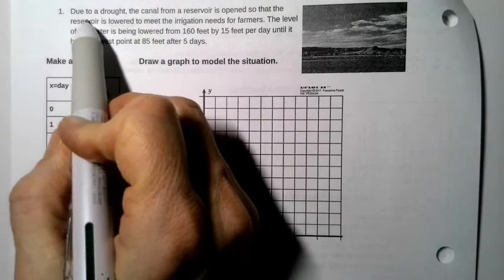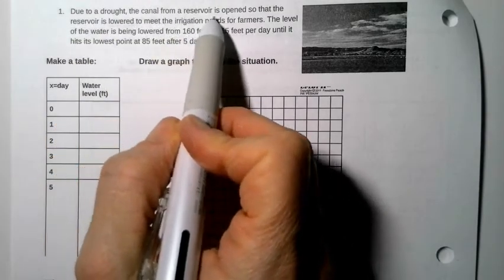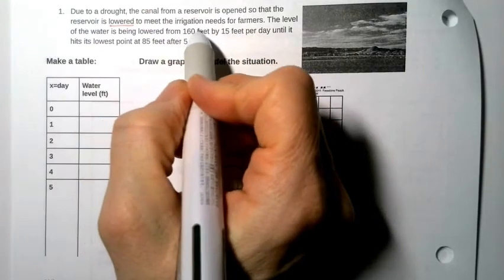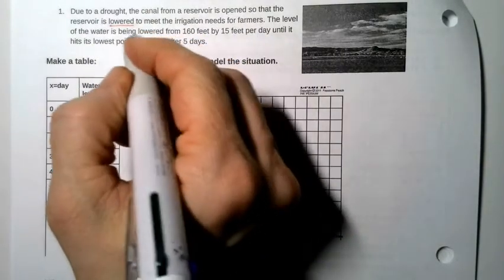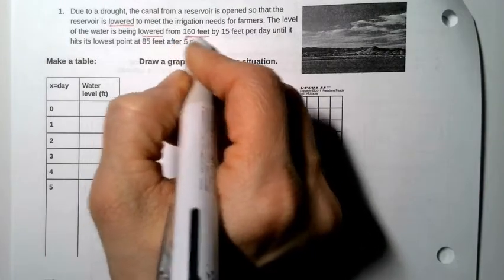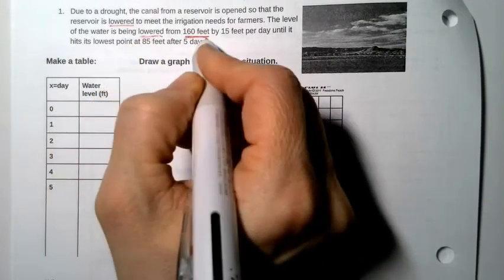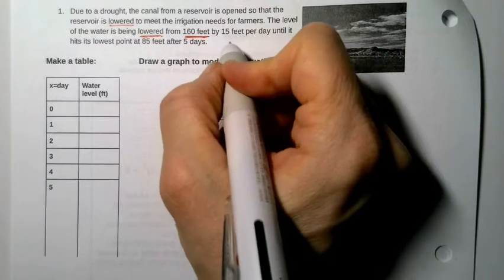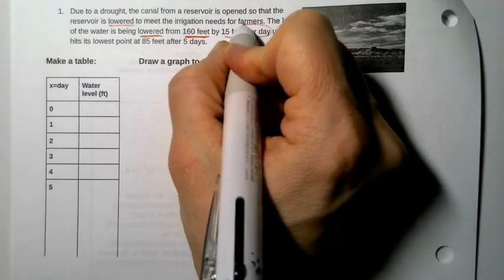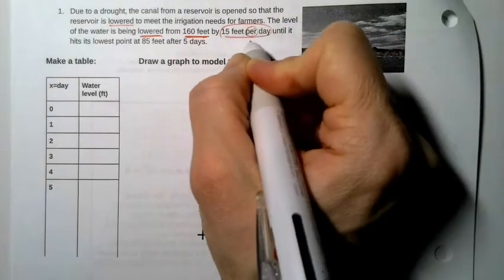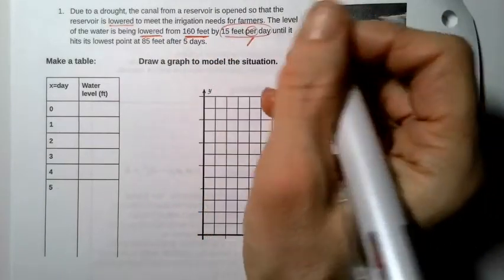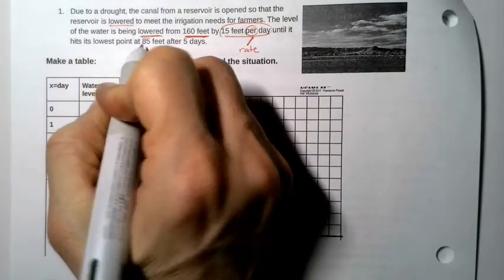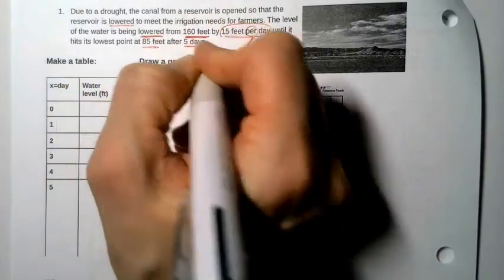So looking here, due to a drought, the canal from a reservoir is open so that the reservoir is lowered. I think that's a key point here, to meet the irrigation needs for farmers. The level of the water is being lowered from 160 feet. From 160 feet helps me think that's probably where the water is starting, by 15 feet per day. Anytime I see that word per, that's a division, and that helps me know that I am talking about a rate until it hits its lowest point at 85 feet after 5 days.